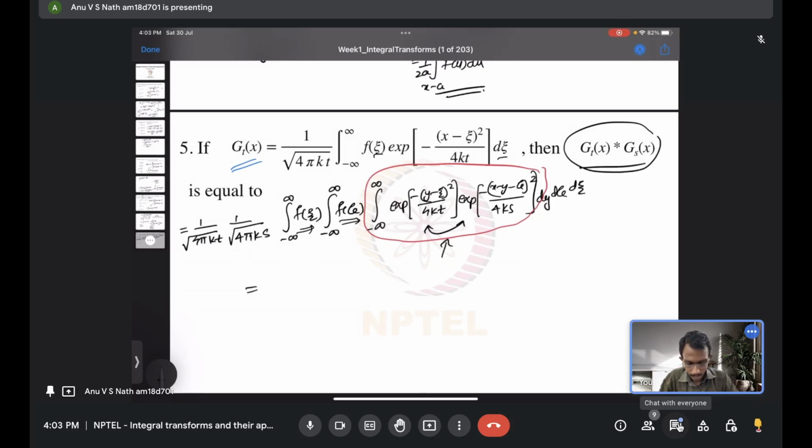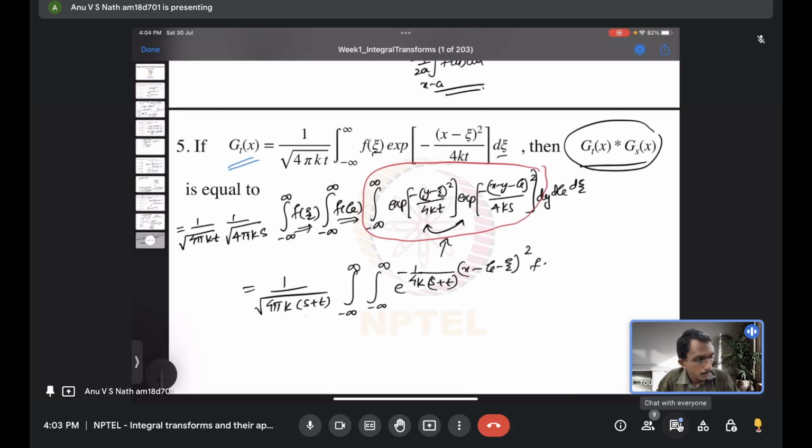I will just write the last expression. So you will get something like 1 by 4 pi k (s plus t), exponential of minus 1 by 4k into (x minus theta minus psi) the whole square, into f of zeta, f of psi, d zeta and d psi. So this is how it looks.